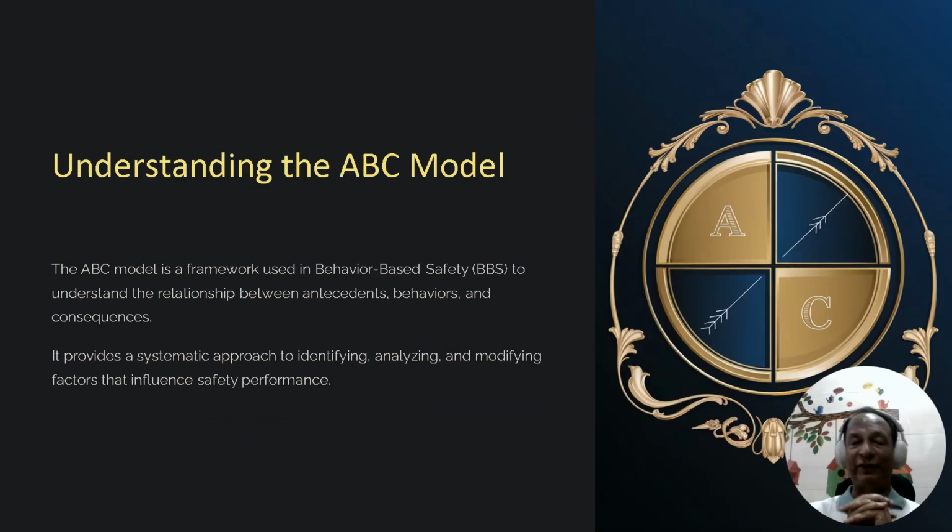Now, what is the ABC model? The ABC model stands for: A is antecedents, B is behavior, and C is consequences. This model is based upon these three parameters or elements, and we will be going through each element separately.